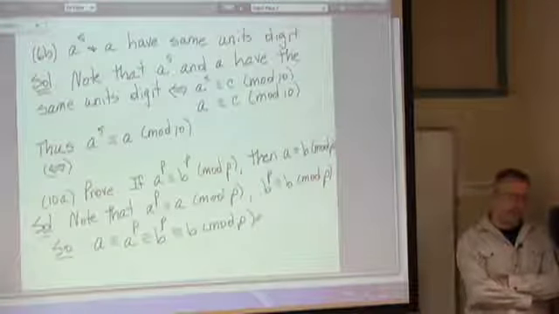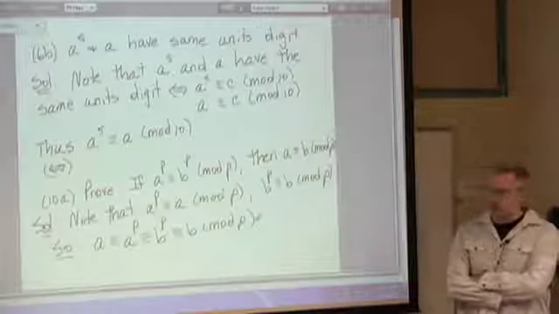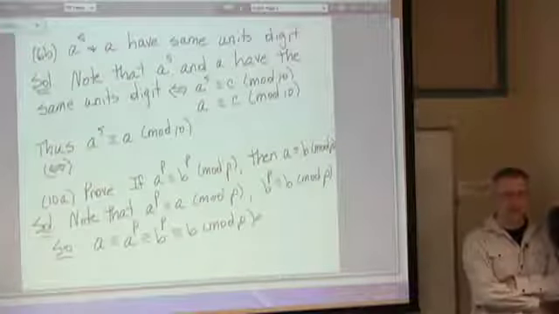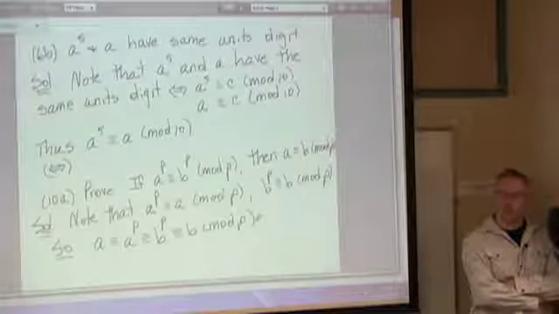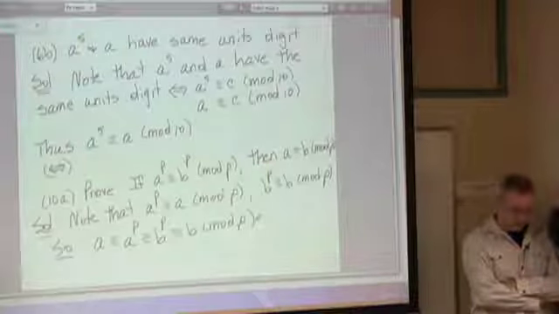No, you're confusing it with the converse. If A is congruent to B mod n, then A to the K is congruent to B to the K mod n. But it does not say that if A to the K is congruent to B to the K mod n, then A is congruent to B mod n. You can go up, but you can't go down. It's an if-then statement, not an if and only if statement.